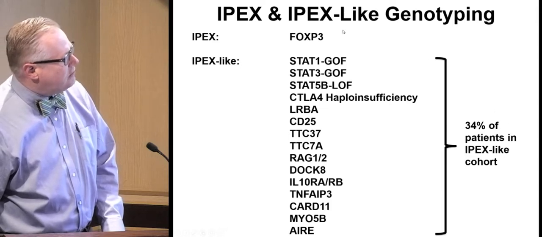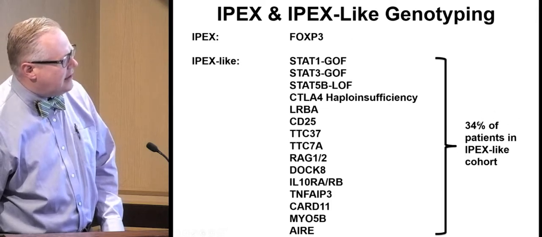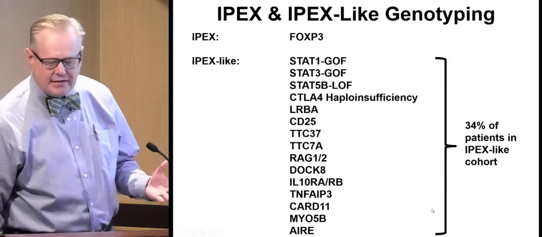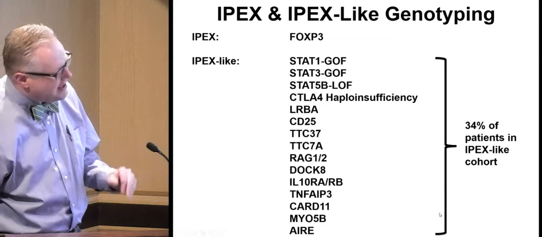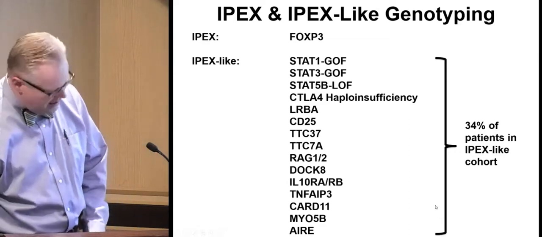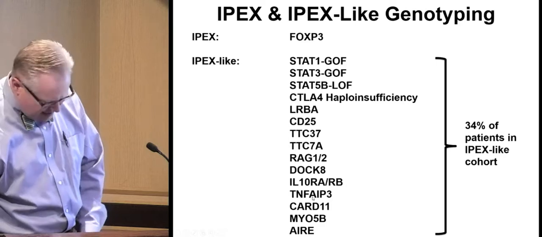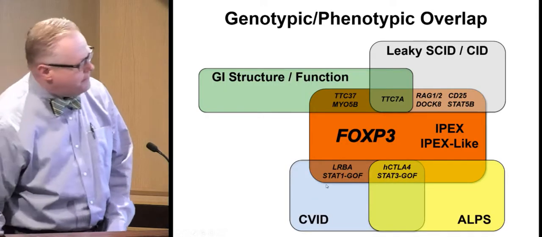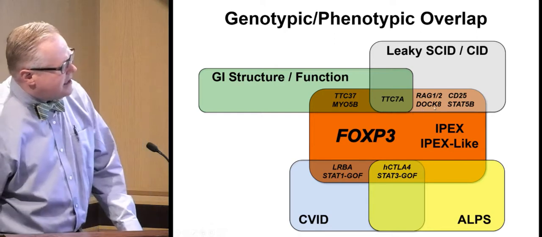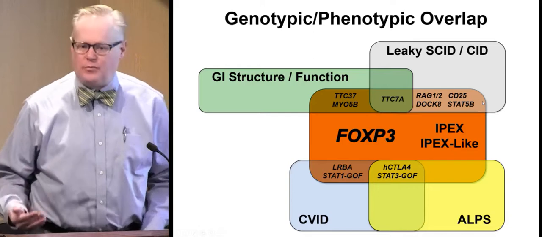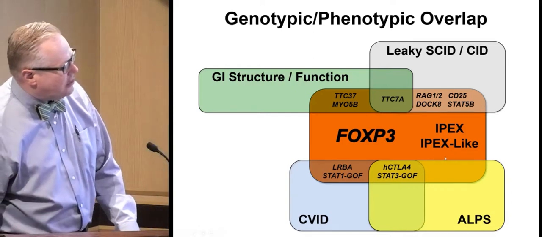So together, between the FOXP3 mutants and the mutations we find in these genes, we can find genetic defects in almost half of the patients that have now been referred. So that's the story. Now, I'm going to talk about some of these genetic defects in particular, but I want to make the point that some of the genetic defects that I showed there have overlaps with other clinical syndromes and have been identified in other cohorts of patients.